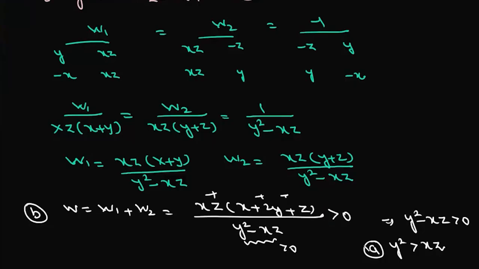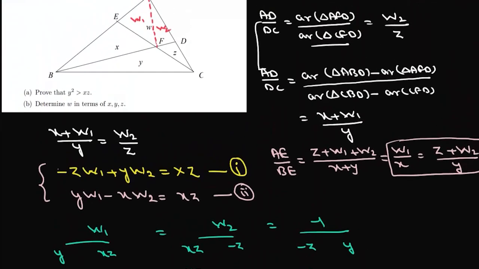So we have solved both the parts. The first part is Y square is greater than XZ, and the second part is determine W in terms of X, Y and Z.